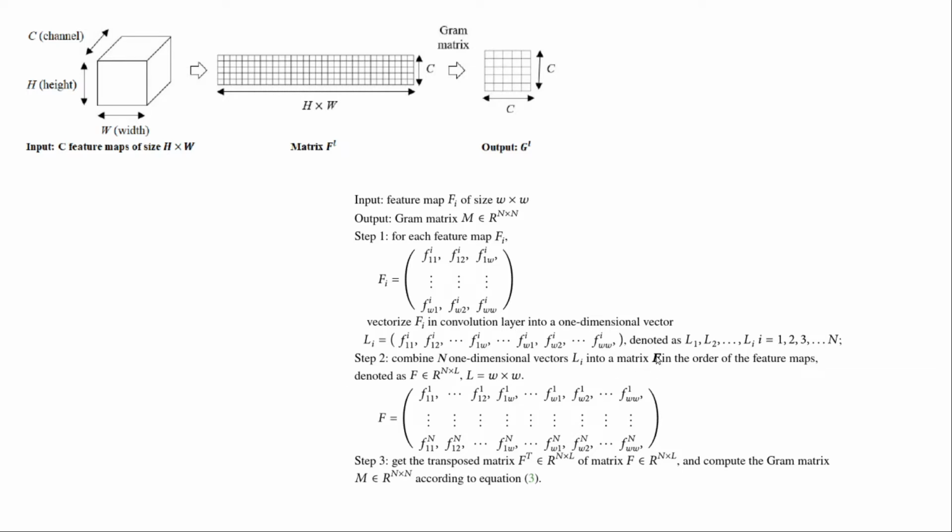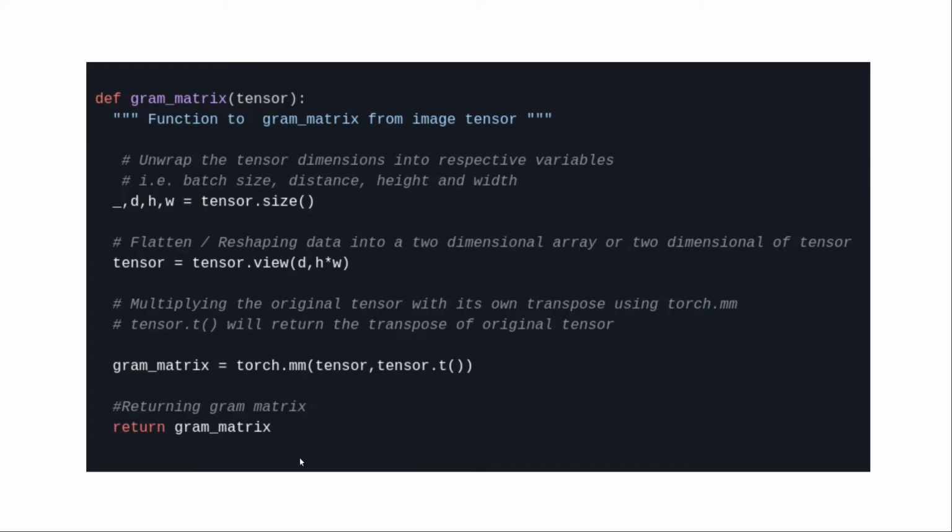In this algorithm, if you take the dot product of F and F transpose, that's simply your gram matrix. Following the same algorithm, a simple Python implementation is here. Look at the function: this gram matrix function takes a tensor, the image tensor, and returns the gram matrix.